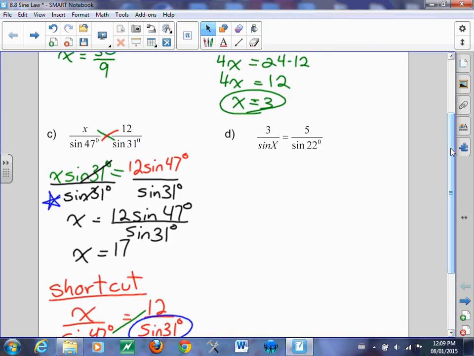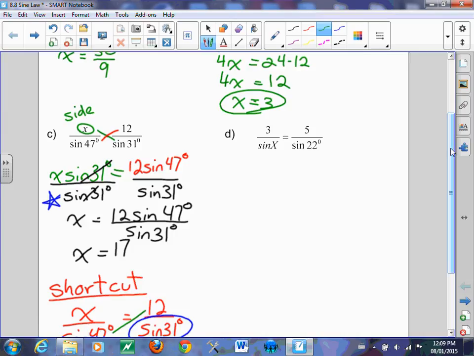All right, take a look here, folks. We're going to do question D. Now, question D is a little different in that we're finding a missing angle. Notice in C, folks, it was a lowercase x. That tells you we're looking for a side.